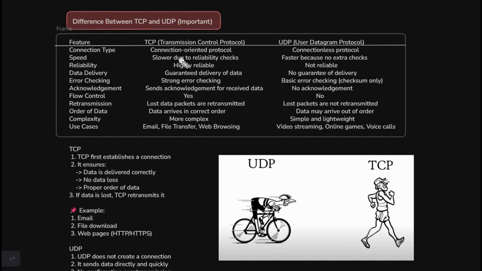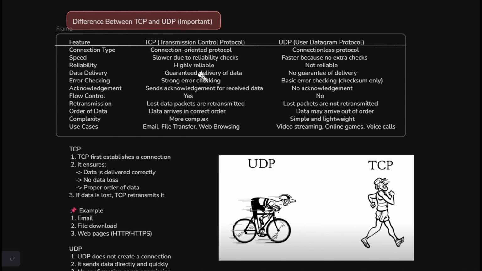TCP is a connection-oriented protocol. This means connection is first established before data transfer. UDP is a connectionless protocol. It sends data without creating any connections. Next comes the speed. TCP is slower because it performs reliability checks like acknowledgements and retransmission, whereas UDP is faster because it does not perform these extra checks like acknowledgement and retransmission.